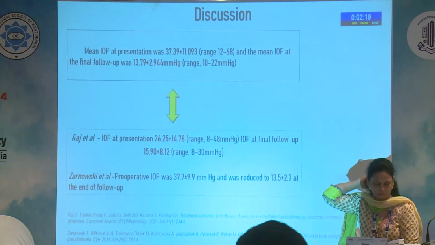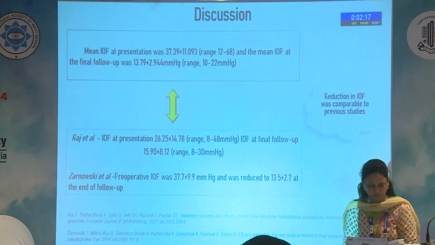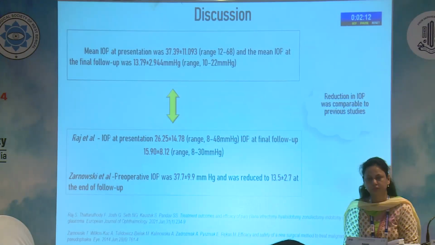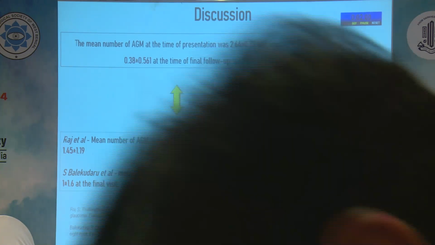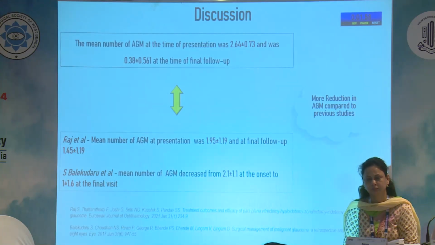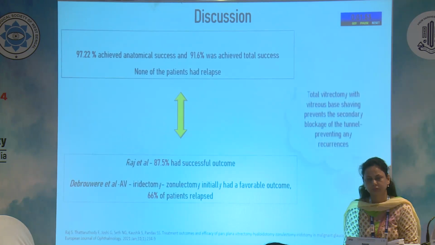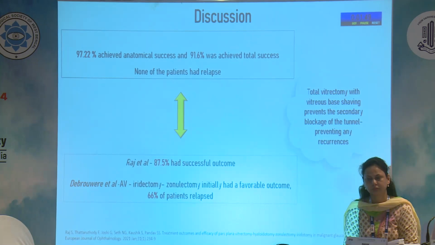Coming to the discussion, mean IOP at presentation was 37.39 and at final follow-up was 13.79. There was a statistically significant reduction, and the reduction of IOP was comparable to the previous studies by Raj et al. and Zarnowski et al. Mean number of anti-glaucoma medications at presentation was 2.64 and at final follow-up was 0.38, and there was more reduction in anti-glaucoma medication compared to the previous studies by Raj et al. and Balakandru et al. 97.22% achieved anatomical success and 91.6% achieved total success, and none of the patients had any relapse.